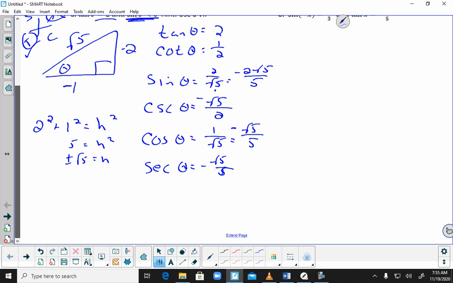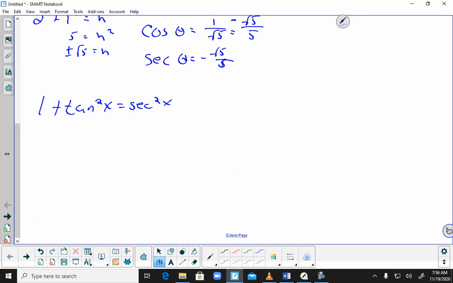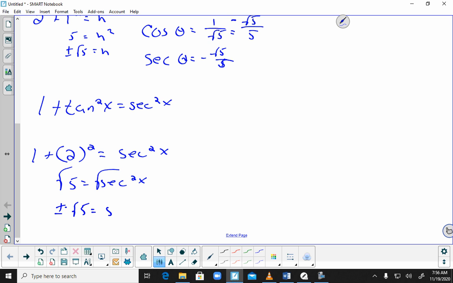If you did not draw a triangle, and let's say you use one of your Pythagorean identities, one of your Pythagorean identities says 1 plus tangent squared x is equal to secant squared x. That's one of your Pythagorean identities that you should know. So if I do 1 plus my tangent, which was 2, squared is equal to secant squared. So then 5 is equal to secant squared x. And then take the square root of both sides. So plus or minus the square root of 5 is equal to secant. But again, since we said it was in the third quadrant, it's going to have to be a negative square root of 5.